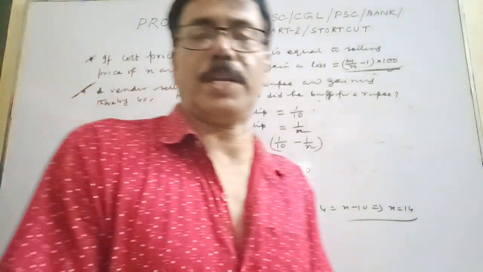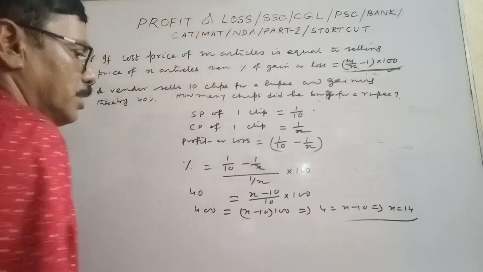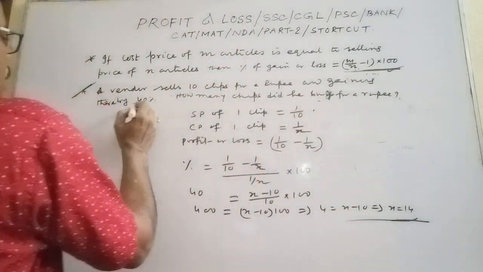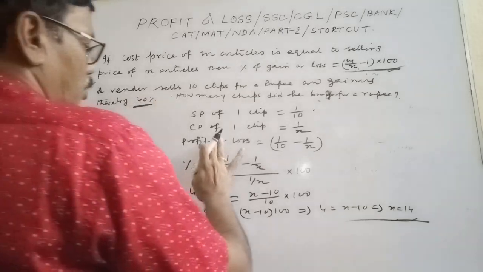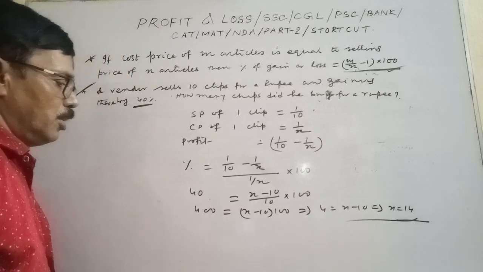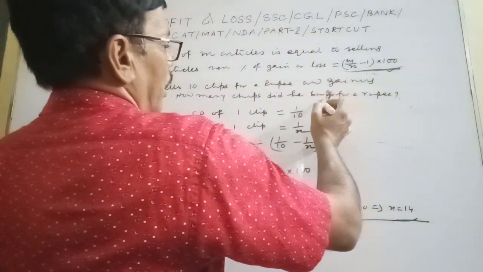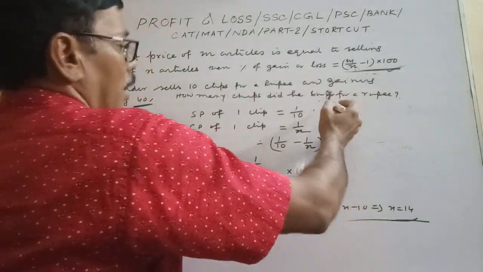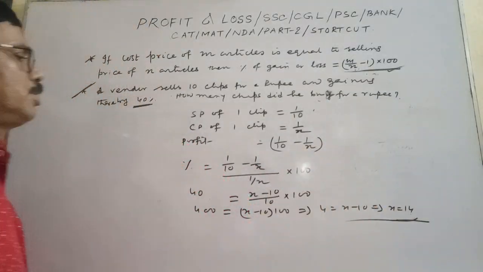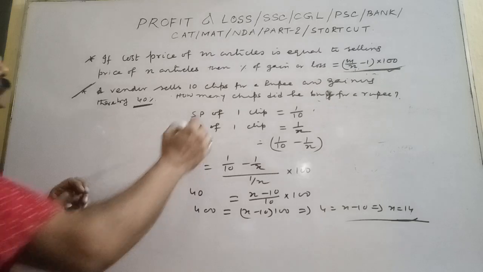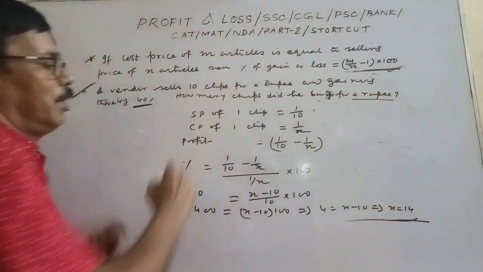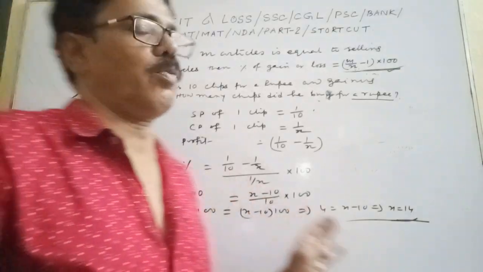So what is the value of x? The value of x is 14. So this is profit because it is given that it is profit, so only 1 by 10 minus 1 by x. So how many clips did he buy? He bought 14 clips for 1 rupee.